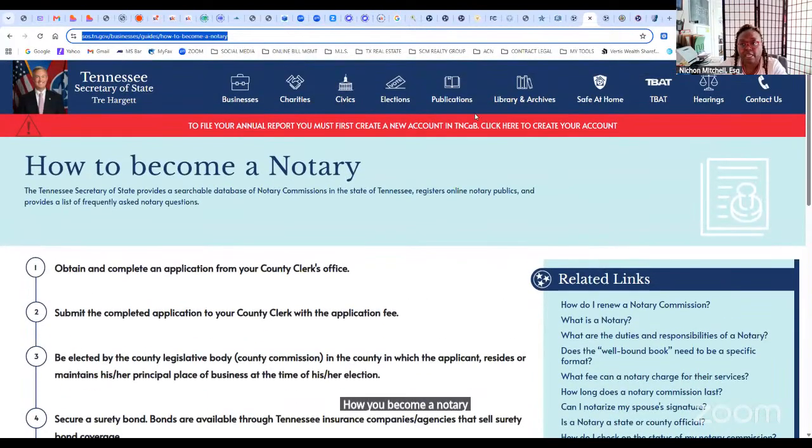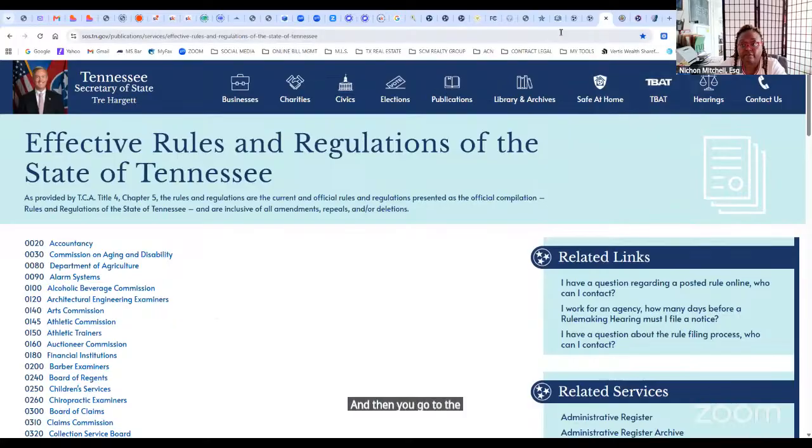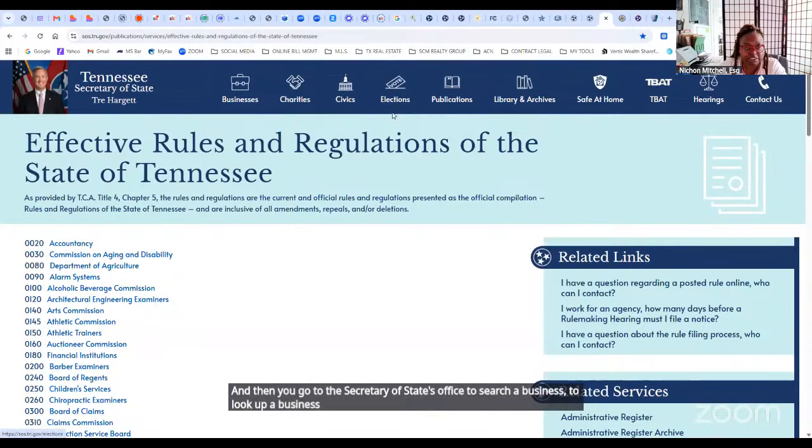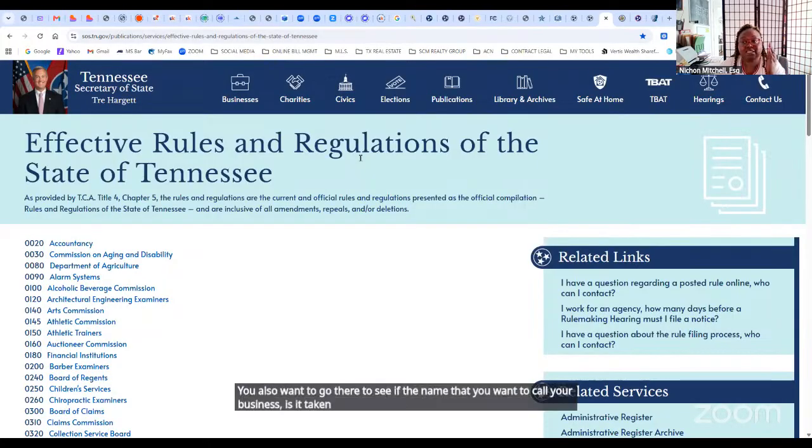And then you go to the Secretary of State's office to search a business, to look up a business. Like, is the business in existence? You also go there to form a business. That's not this page, but you go there to form a business or to look up a business. I did a podcast about how to start a business. You also want to go there to see if the name that you want to call your business is already taken or is available. You do all that at the Secretary of State's office.